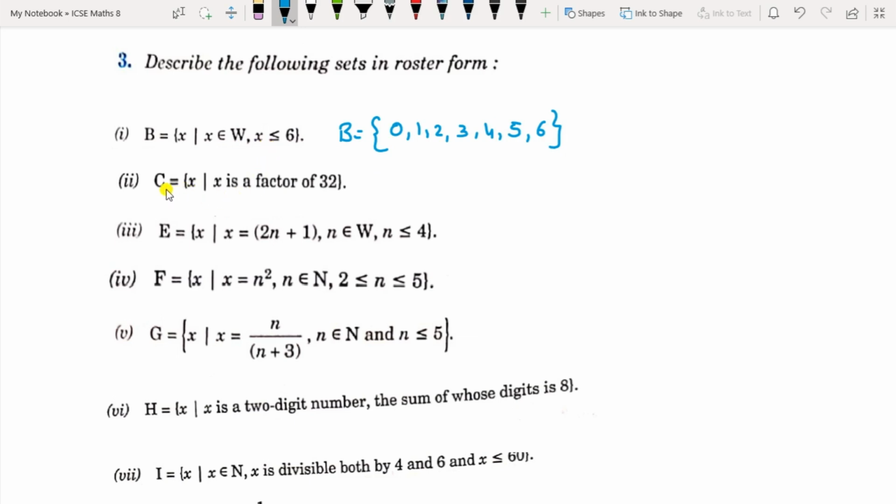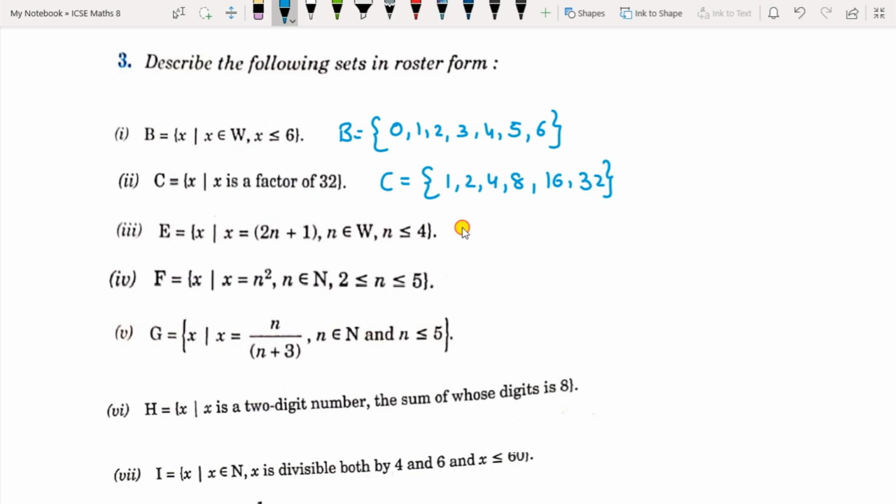Then comes C, x such that x is a factor of 32. So you have to write the factors of 32. C equal to 1, 2, 4, 8, then 16 and 32. In which table can we get 32? Those numbers we have to write. Those are the factors of 32.